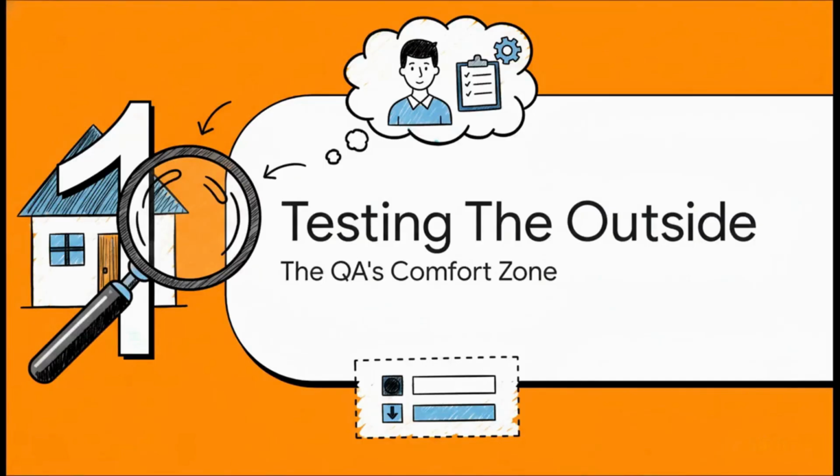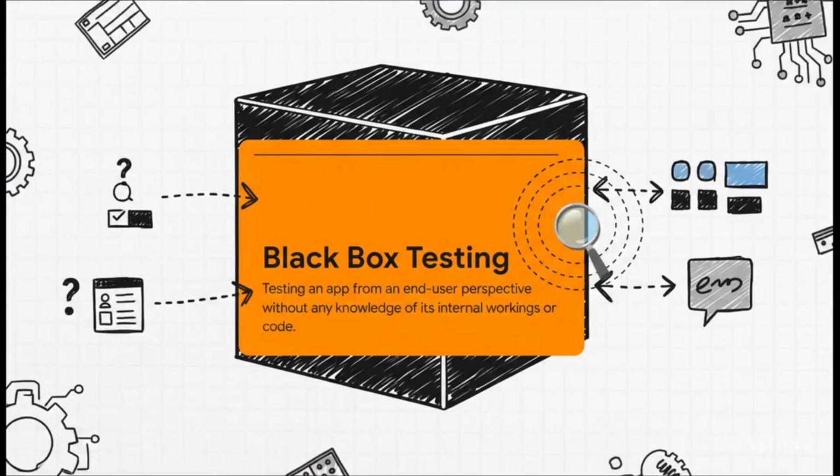Well, let's begin in a place that feels pretty familiar to every single QA professional out there, testing from the outside. This is black box testing, and it should feel like home. It's where you treat the application like, well, a mysterious box. You can't see what's going on inside. You have no knowledge of the code or the architecture. All you know is that when you put an input in, you get an output back. You're testing it from a pure end-user perspective.